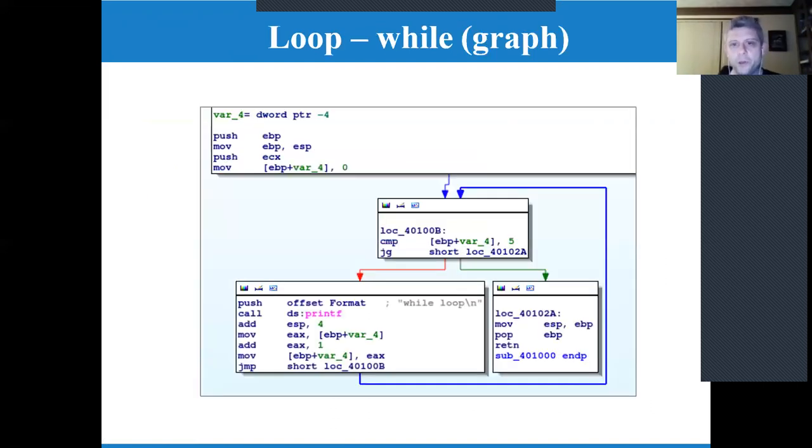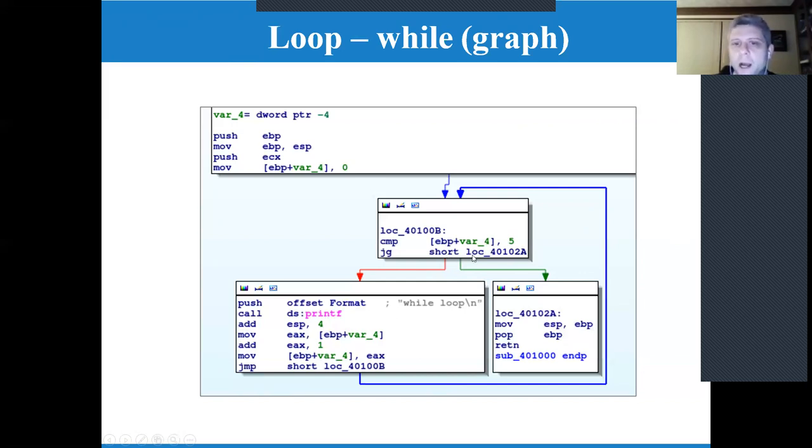Now, if we visualize this, you can see that it looks a little bit different, and you can kind of imagine it a little bit easier. So up here on top, we have the initialization of the iterator, the move zero into var four. Then we have the little arrow here, where we have the compare and then the jump. With IDA Pro, anytime you see a green arrow, that means that that jump succeeded. Otherwise, the red arrow means that that jump did not occur.